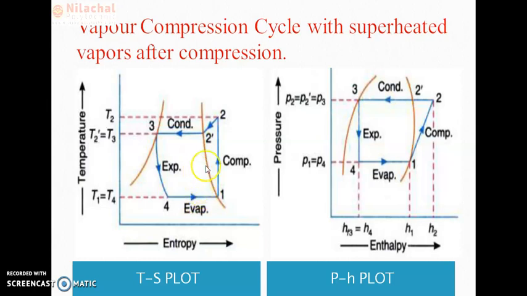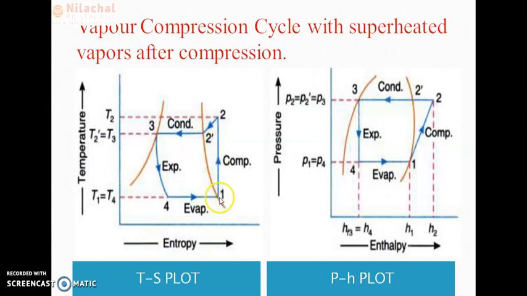As the cycle has superheated vapor after compression, point 2 must lie in the superheated zone. As I said earlier, this is the liquid zone, this is the liquid plus vapor zone, and this is the superheated zone, and this line is the saturated liquid line and this line is the saturated vapor line.